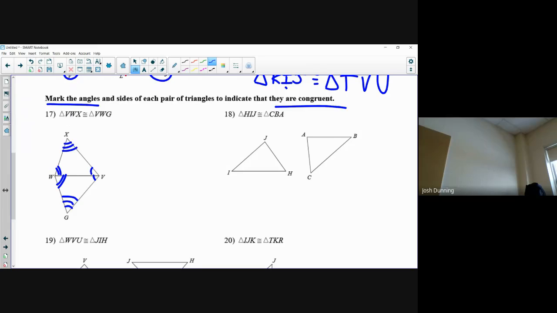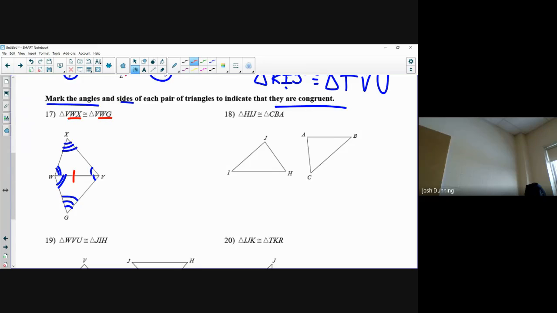Now for the sides here, what you do is you take 2 letters at a time. VW matches VW. Wow, we knew that anyway, since they're sharing that side. The bottom of the top triangle is the top of the bottom triangle, and we know something's equal to itself, but still got to mark it anyways. Then do the next 2 letters.